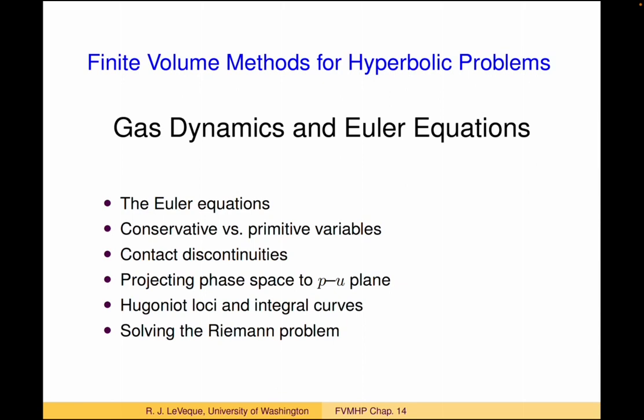In this lecture, I'm going to briefly go through the Euler equations of gas dynamics and talk a bit about what the Hugoniot loci and integral curves look like and how we can project the phase space, which is a three-dimensional space, to the PU plane, the pressure velocity plane, in order to solve the general Riemann problem for the Euler equations.